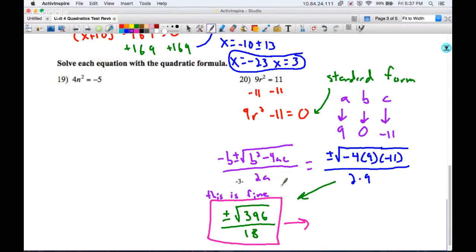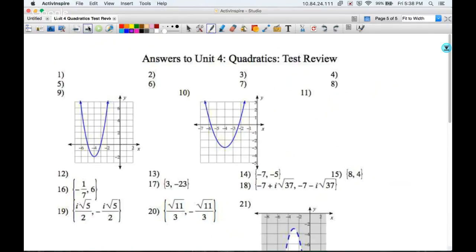396 probably has square factors that we could pull out, but we do a whole unit on that in our unit on radicals, so I'm not asking you guys to learn how to do that yet. Okay. So this is fine. Let's see, if we go to the answers page here for, was that 20? Yeah. So that simplifies down to the square root of 11 over 3.